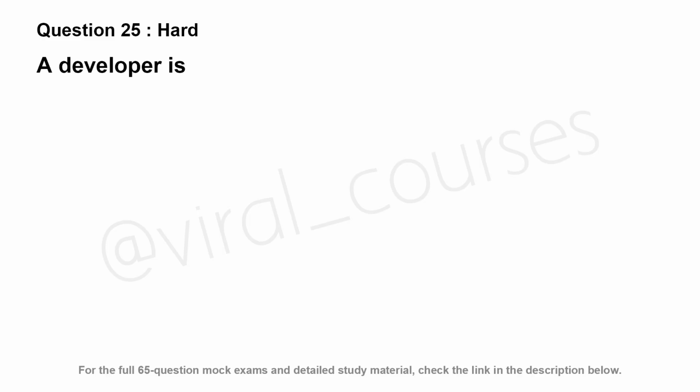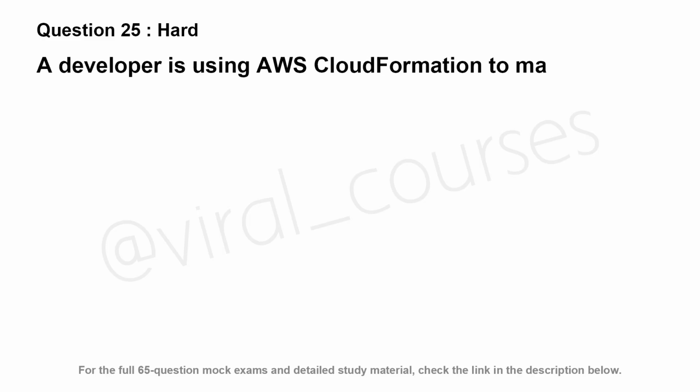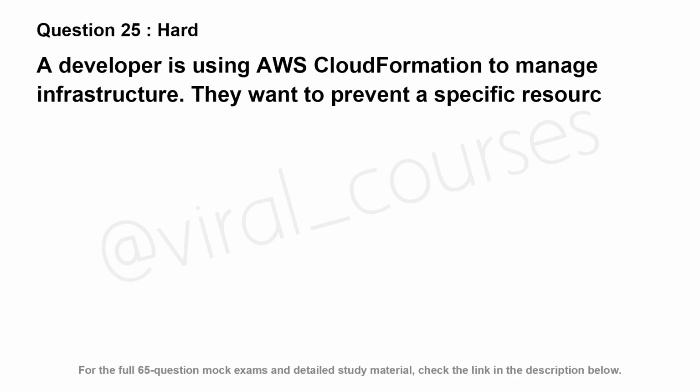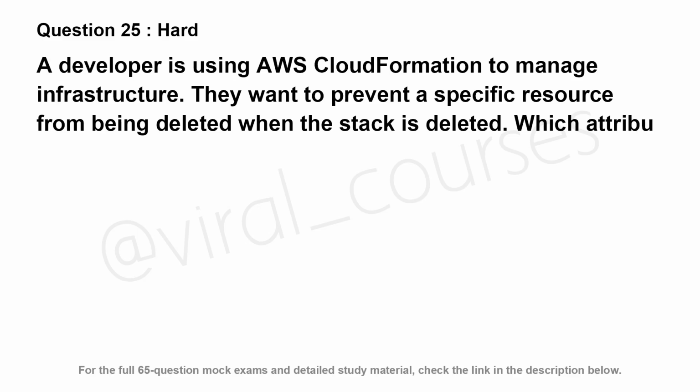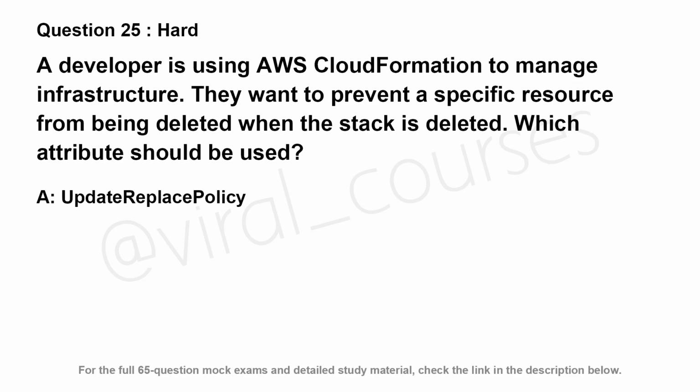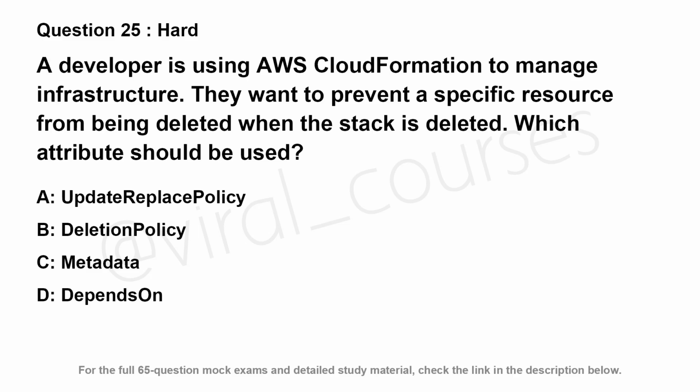A developer is using AWS CloudFormation to manage infrastructure. They want to prevent a specific resource from being deleted when the stack is deleted. Which attribute should be used? Option A, update replace policy. Option B, deletion policy. Option C, metadata. Option D, depends on.